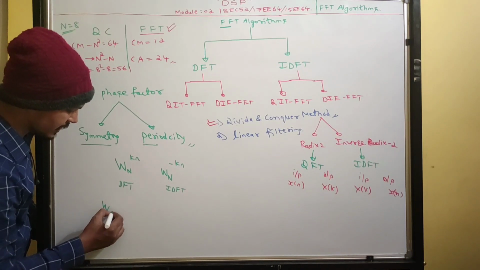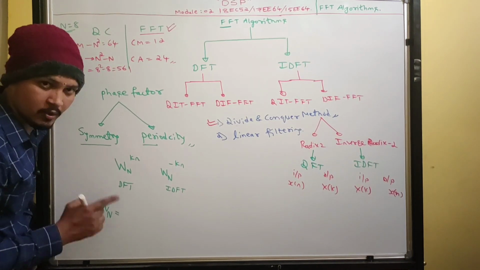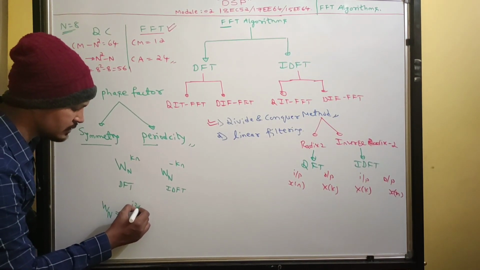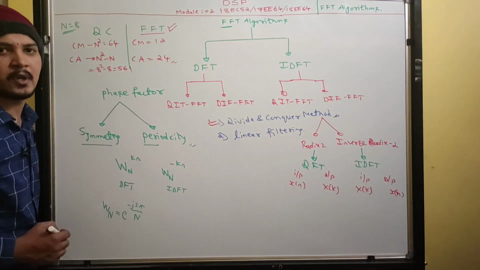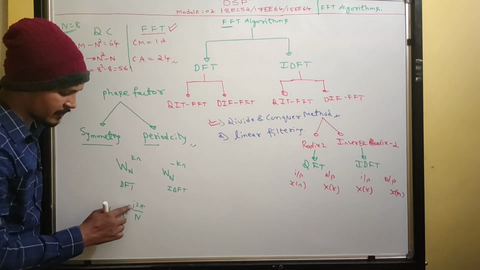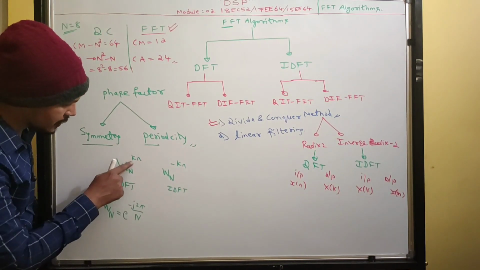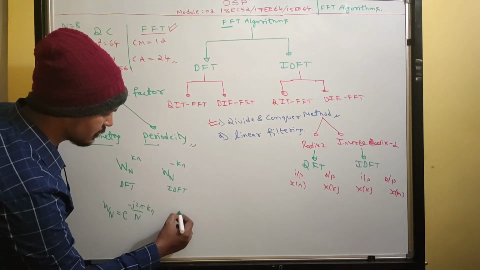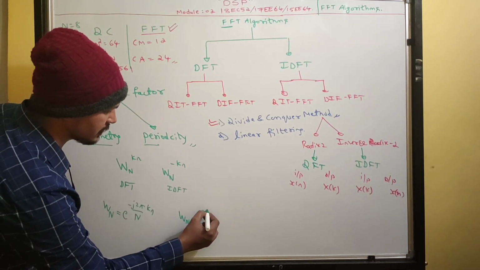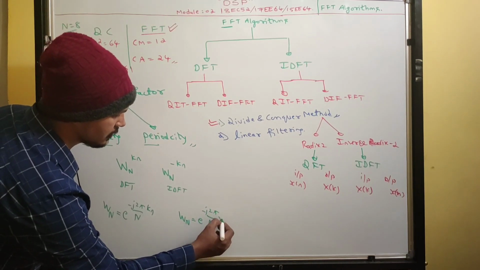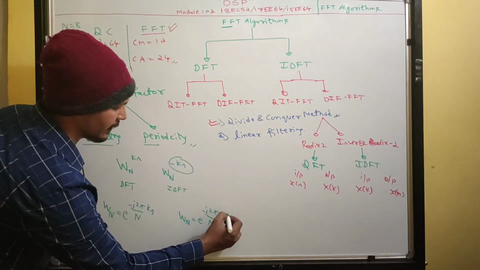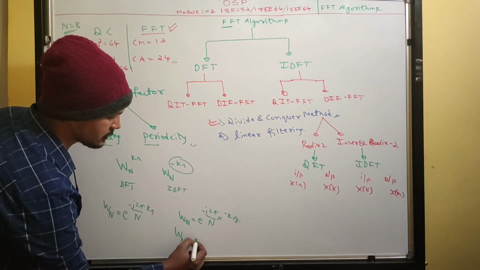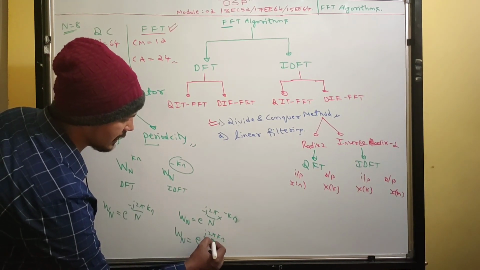However, what is W_N? W_N can be written as e to the power of minus j2 pi by N. Understood? W_N is nothing but e power minus j2 pi by N, and the power here is kn. Similarly for IDFT, we write the same thing, e power minus j2 pi by N, with the power minus kn. Multiply this, and you get e to the power of j2 pi kn by N.